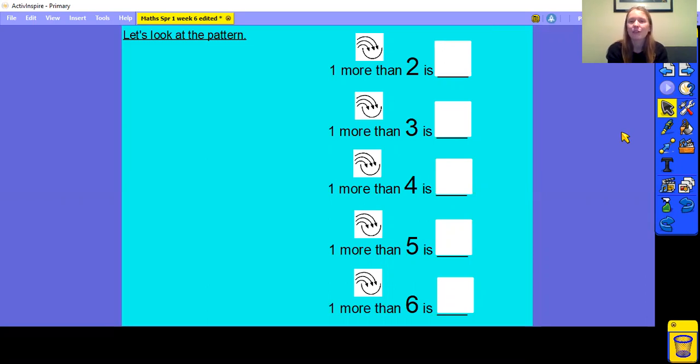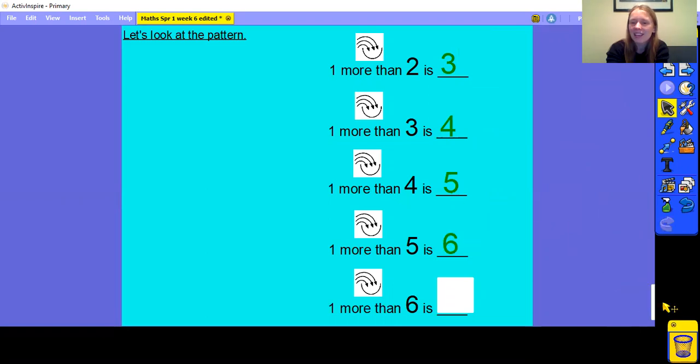Okay, now that you've finished that, let's find out all of the answers together first. You can shout the answers at me when I've read the sentence. You ready? 1 more than 2 is 3. Well done. 1 more than 3 is 4. 1 more than 4 is 5. 1 more than 5 is 6. And 1 more than 6 is 7. Well done. So let's have a look for the patterns.